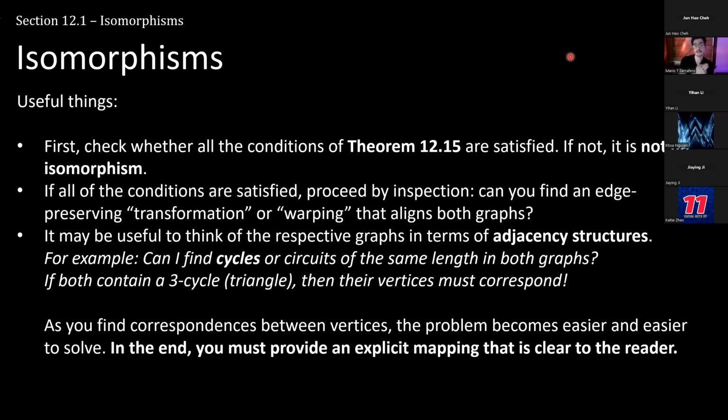It may be useful to think of the respective graphs in terms of the adjacency structures, as we said. For example, can I find cycles or circuits of the same length in both graphs? If they both contain a free cycle or triangle, then their vertices must correspond. As you find the correspondences, this matches with that, this matches with that, the problem becomes easier and easier. Even if you have a lot of vertices to start with, it might seem daunting to find the isomorphism. The more you work on it, the simpler all the other ones become. Some of them appear very tricky at first, but as you start solving them, they become much easier.